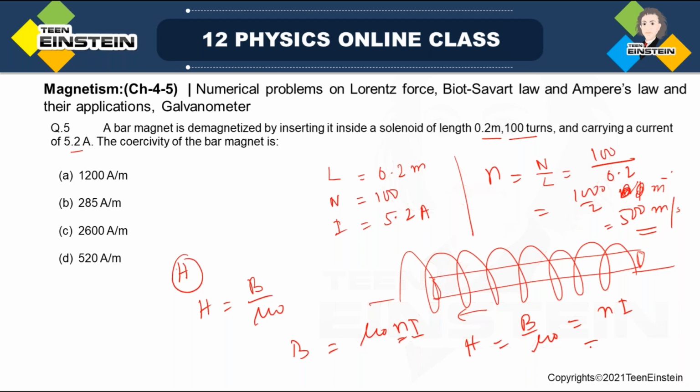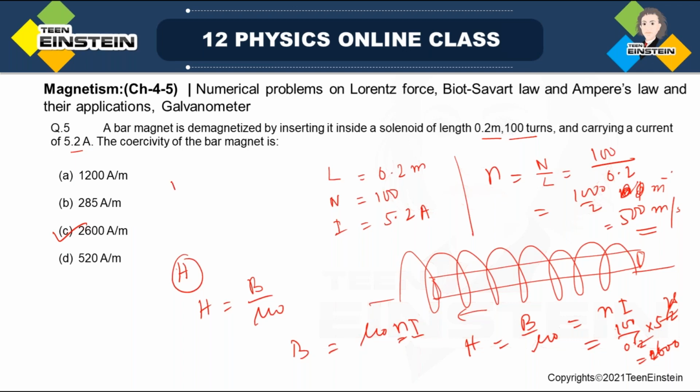That means this is equal to N into I. So N is anyway 100 by 0.2 into 5.2. So this 0.2, this 0.2 gets cancelled. This 26 into 100. Okay, so it will be around 26 into 100. So the answer will be this one.